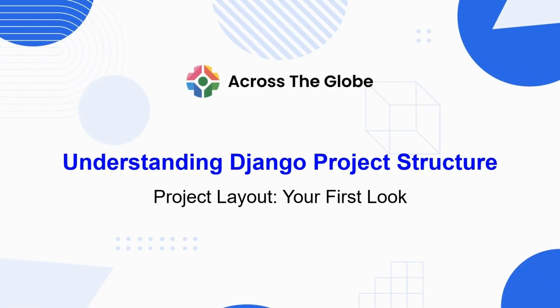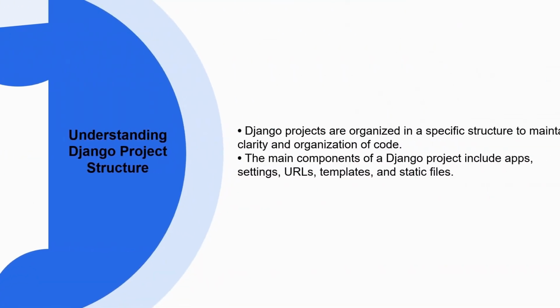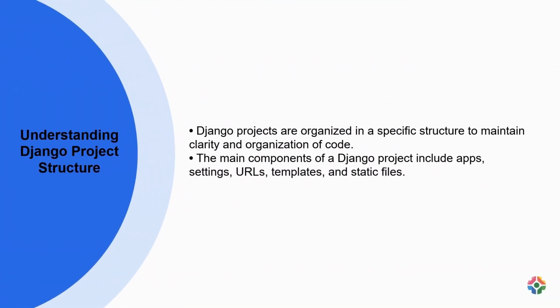Today we will learn about understanding Django project structure. Django projects are structured to ensure code organization and clarity. Key components of a Django project are apps, settings, URLs, templates, and static files. Apps encapsulate specific functionalities, settings manage project configurations, URLs handle routing, templates control the presentation layer, and static files are utilized for CSS, JavaScript, and images.